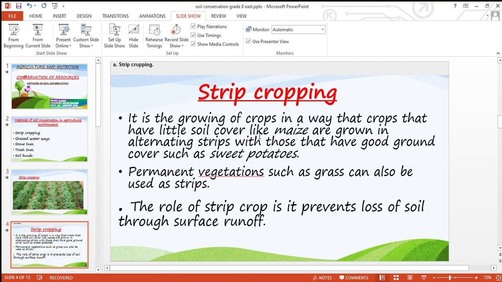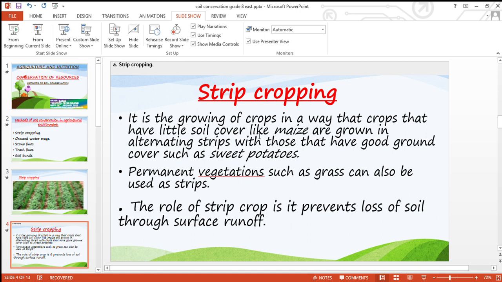Yesterday we talked of surface runoff, when it rains, when there is heavy rain. After rain, water will start flowing, and that is what we call what? Surface runoff. Now that was yesterday's work.